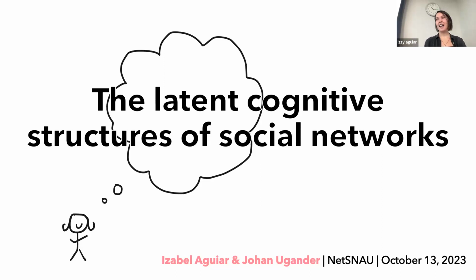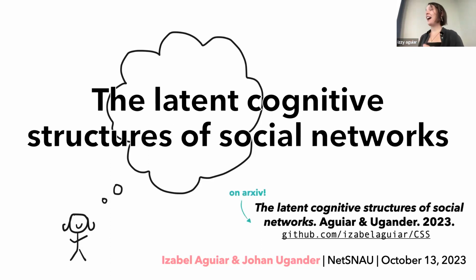My name is Izabel Aguiar. I'm a fifth-year PhD student in the Institute for Computational and Mathematical Engineering at Stanford, where I work with Johan Ugander. And today I'm going to talk about this recent project we just finished up on the latent cognitive structures of social networks. This is on arXiv, and I have a Git repo online as well.